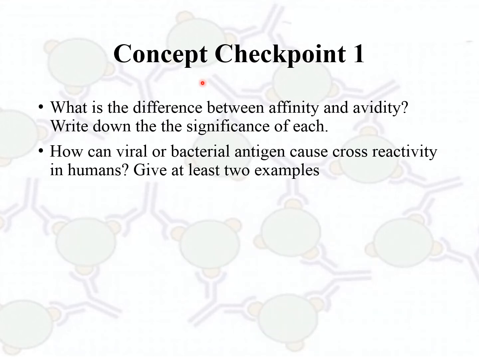So students, it's time for our first concept checkpoint. You have to answer these two questions. In the first question, you have to write down at least two differences between affinity and avidity and the significance of each of them to study the immunological responses. And the second question is you have to find out how viral or bacterial antigens can result in cross-reactivity and give two examples. Try to find out their answers and we will discuss them in our interactive session.